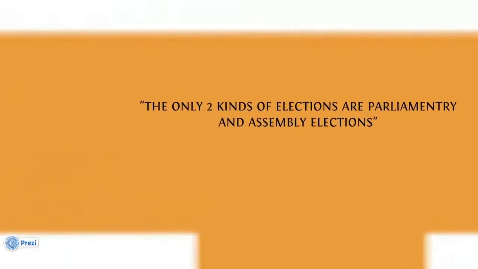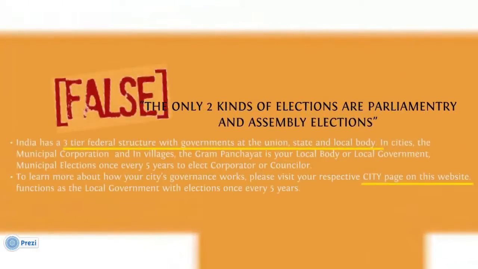The only 2 types of elections are parliamentary and assembly elections. India has a 3-tier federal structure with governments at the union, the state and at the local body. In cities, the municipal corporation, and in villages, the Gram Panchayat is your local body or local government. Municipal elections happen once every 5 years to elect a corporator or councillor. To learn more about how your city's government works, please visit your respective city page on this website.